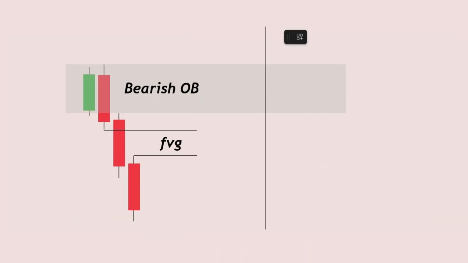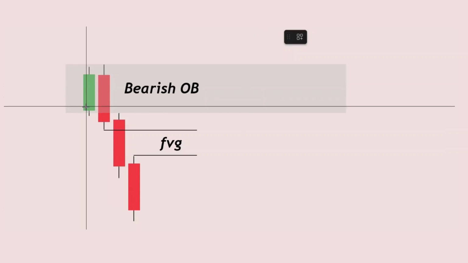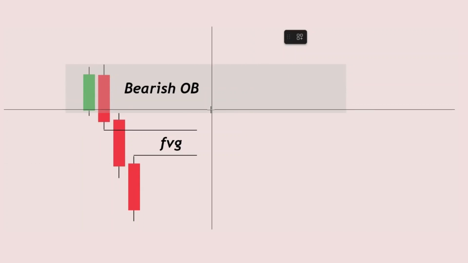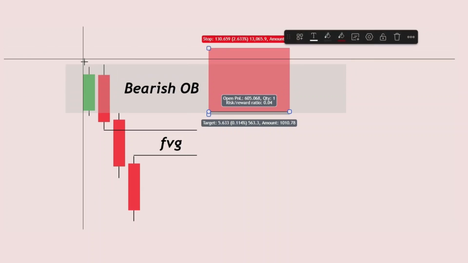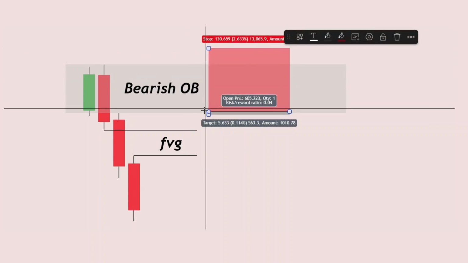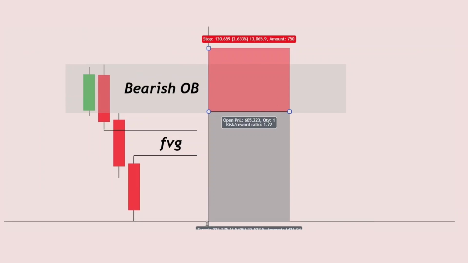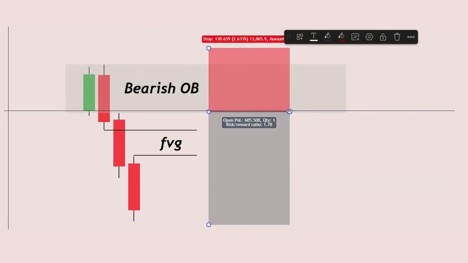The last step is entry. Once you identify the order block, just go and enter the trade and put your stop loss above the order block 10 to 20 pips and target it depends on you how much you want.